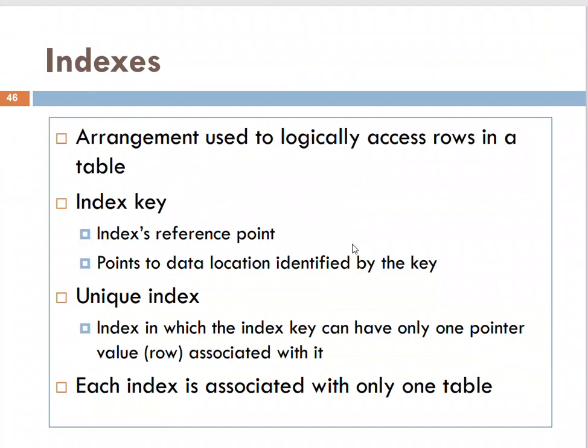Okay, the last part for chapter 3, we have to see the term indexes. Okay, indexes is actually the arrangement used to logically access rows in a table. So we have index key. What is index key? It is index reference point, points to data location identified by the key. So unique index in which the index key can have only one pointer value row associated with it. Each index is associated with only one table.